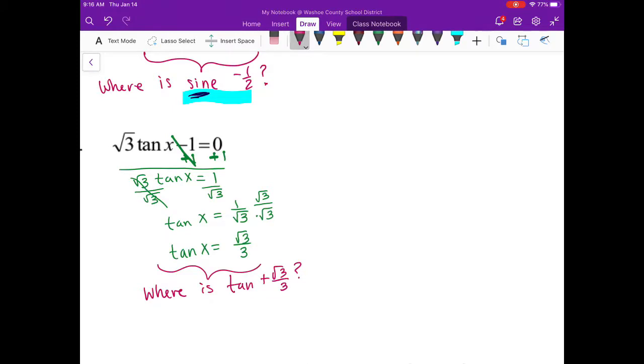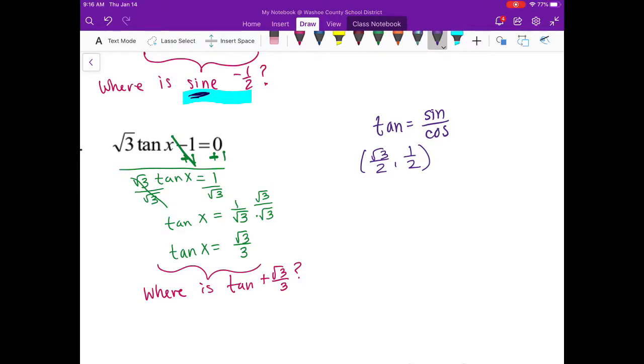It requires you to know that, first of all, tangent is the same as sine over cosine, which means you have to figure out what combination of sine values and cosine values are going to divide out to give me square root of 3 over 3. Okay? In this case, the answer comes out to be square root of 3 over 2, 1/2. So it's going to again be a 30-degree reference angle.